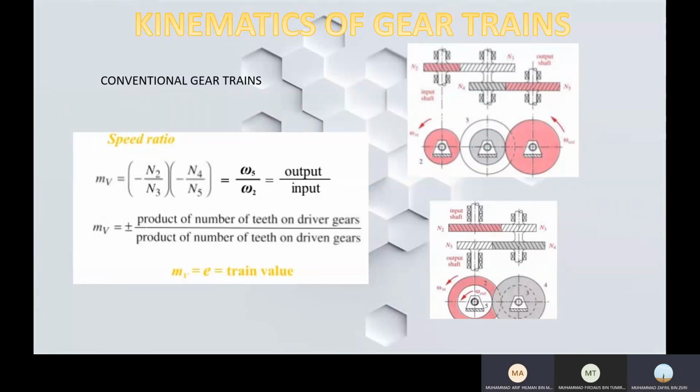Okay, let us continue with kinematics of gear trains. With conventional gear trains, we can calculate the speed ratio by the formula mv equal to negative N2 over N3 times negative N4 over N5, which is equal to w5 over w2. This is output over input. Output is product of number of teeth on driver gears, and input is product of number of teeth on driven gears. mv equal to e, which is equal to train value.